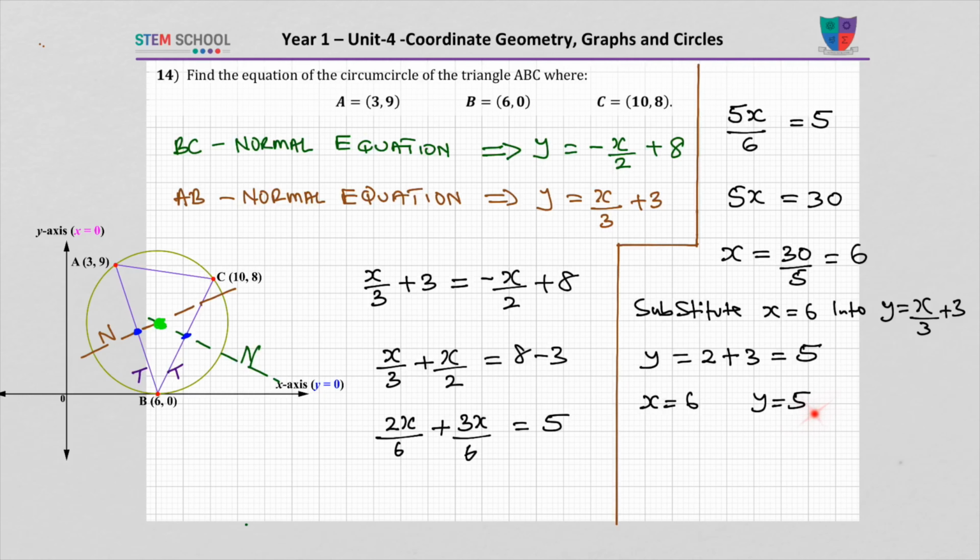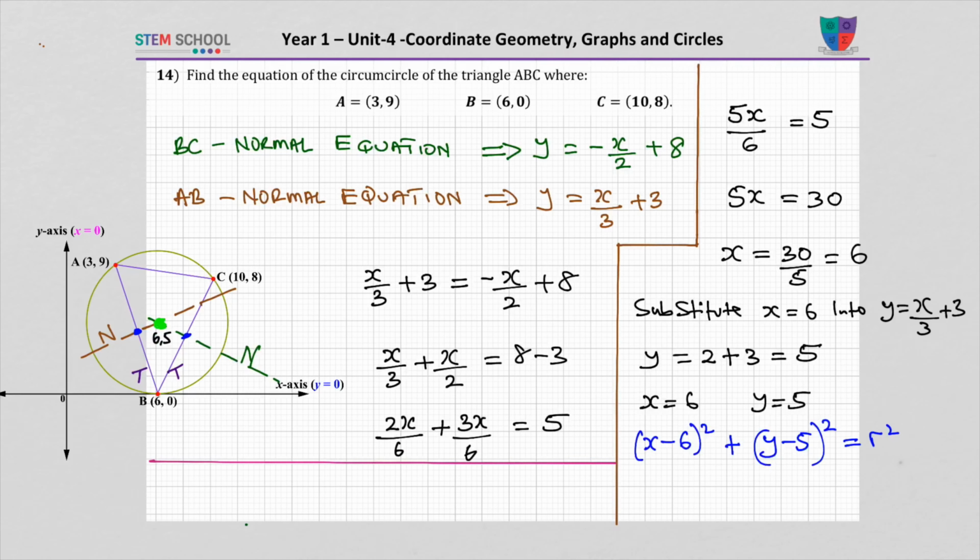To now turn this into the equation of a circle, these are roots, so I need to turn them into factors. So all I need to do is take away 6 from both sides here and take away 5 from both sides here, and I'm going to get x minus 6, and then I square it, and I put a plus there, and I go y minus 5, now square it, and then equals r squared. So I need to find r squared.